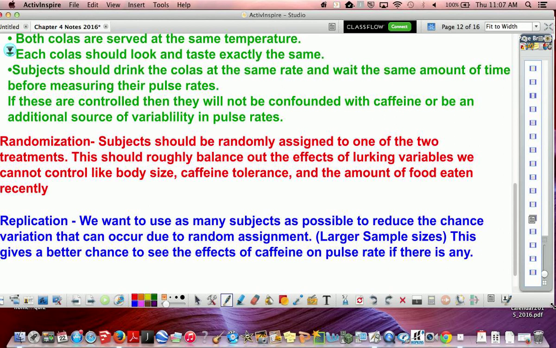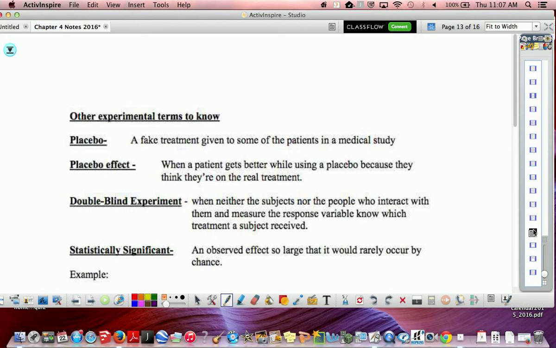All right, so the last couple of terms that we'll talk about with experimental design, at least for today. The first couple up here are placebo and placebo effect. A placebo is simply a fake treatment. And the placebo effect is basically when you get better off a fake treatment.